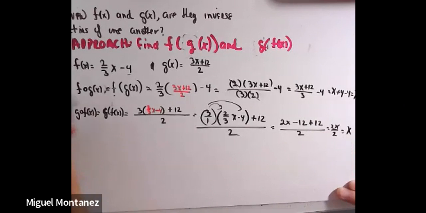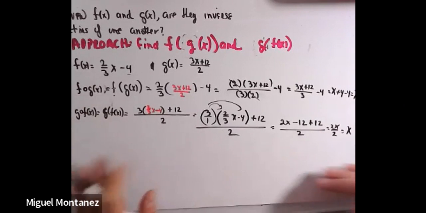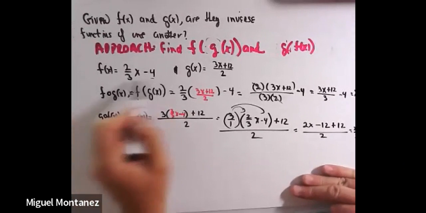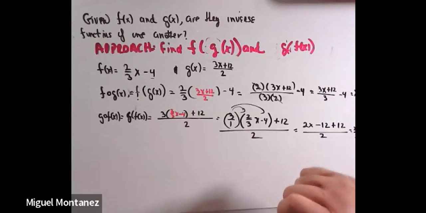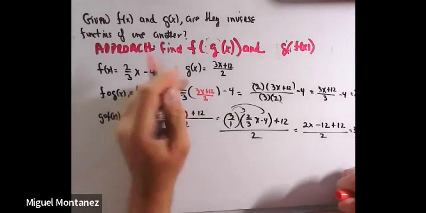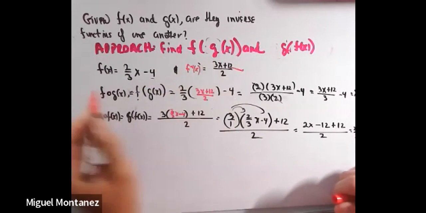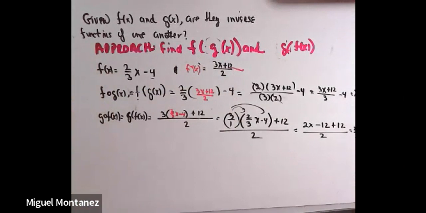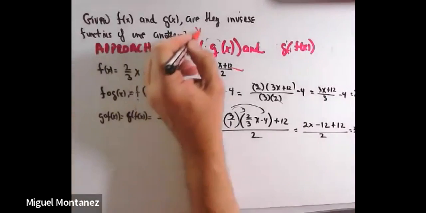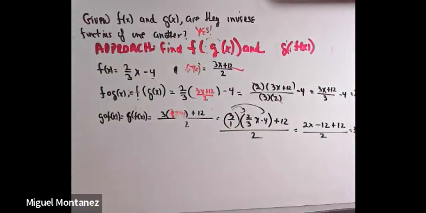Okay, so we found a pair of functions that when we do the composite, the answer is x for both of them. So we may conclude that these two functions are inverse of one another. So one of them can be called f inverse of x, or we can call this one g inverse of x. And that's it. So we did prove that the functions are inverse of one another by doing the composite of the two functions. Let's try another example.